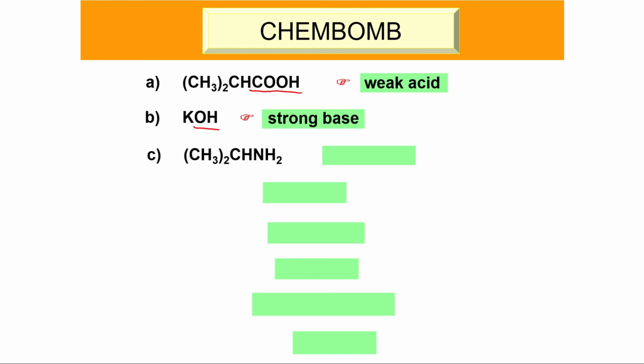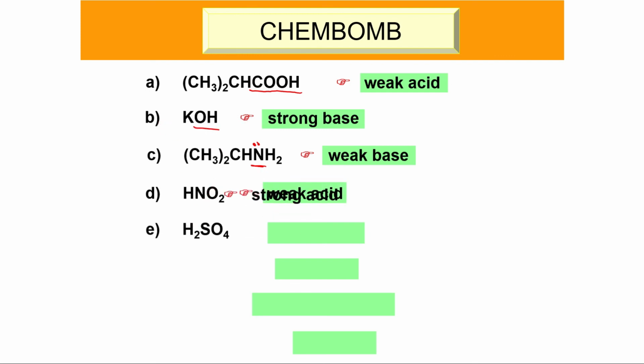Next we have this molecule, and we can see nitrogen there. This nitrogen actually has one lone pair. So this is a weak base. Next we have HNO2. HNO2 is a weak acid. H2SO4, sulfuric acid, is a strong acid. Next we have HPO4 2 minus. This is a weak acid.